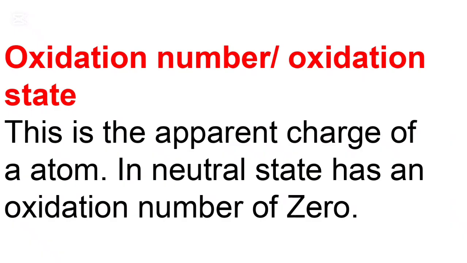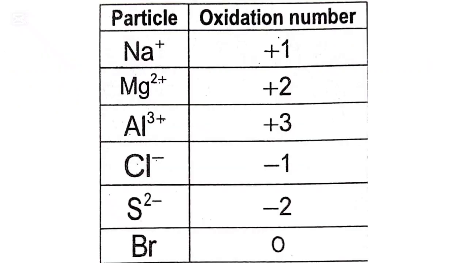Oxidation number or oxidation state is the next subtopic we are going to look at. This is the apparent charge of an atom. In the neutral state, that is, an atom has an oxidation number of 0. The table below shows some particles and their oxidation numbers.